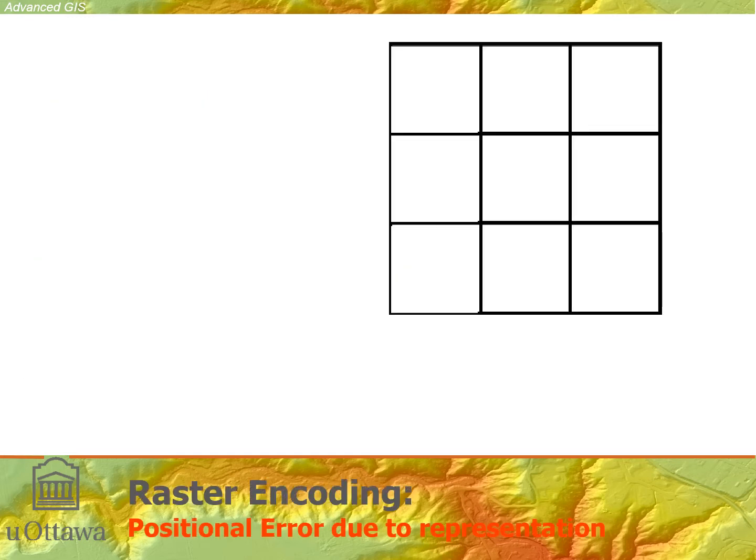Let's look at an example with raster encoding. When we use a raster model to represent reality, we are in fact admitting error into our location accuracy. So location accuracy suffers whenever we measure something or record or encode something into a raster representation of reality.